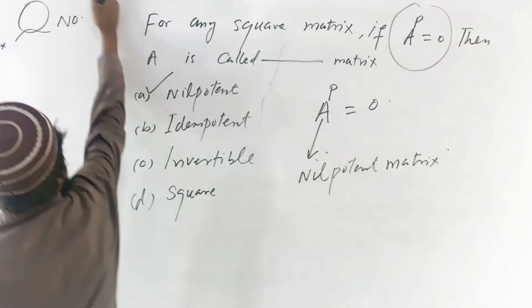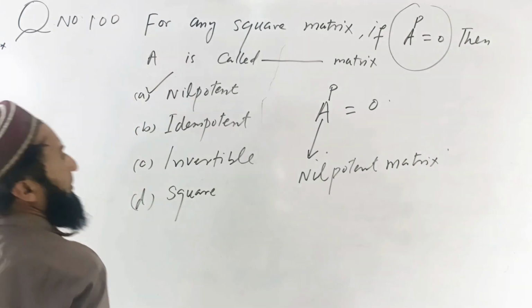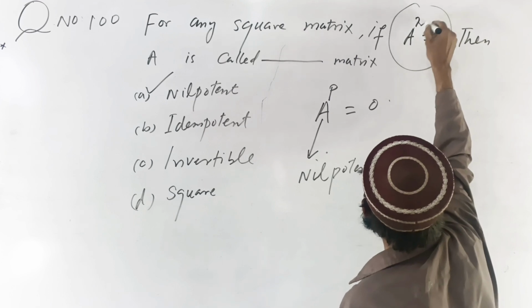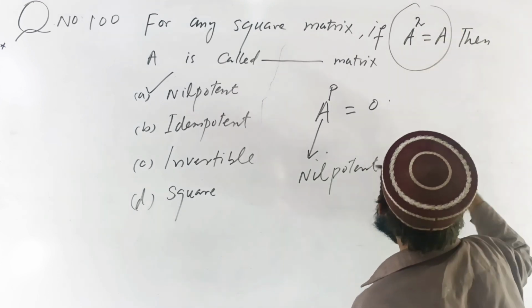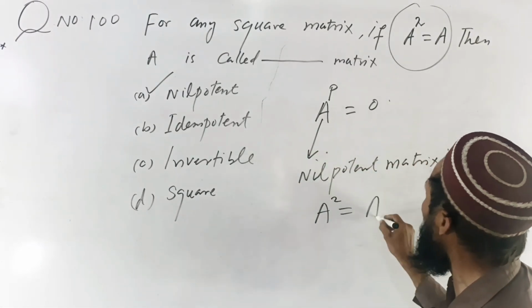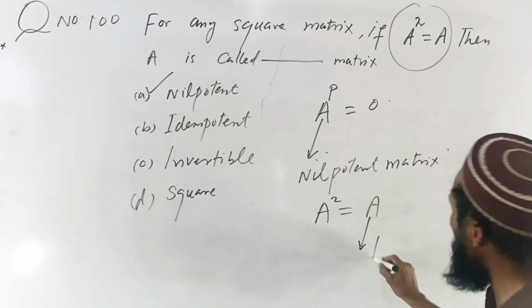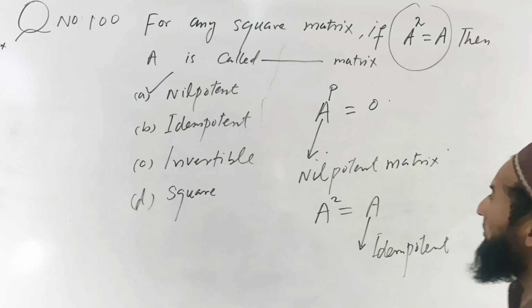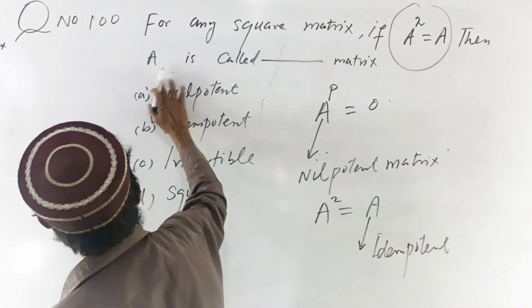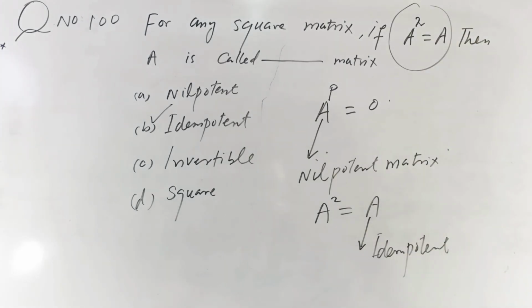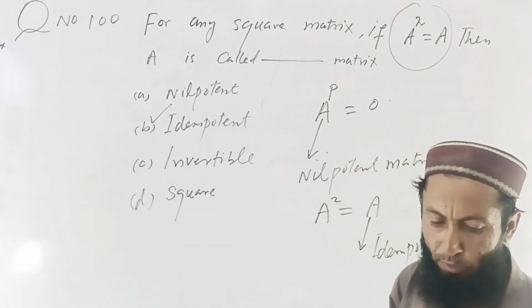So if you change the question, question number 100, so that will be A square is equal to A. In this situation, when A square is equal to A, then A is called an idempotent matrix. So the correct answer will be 100, in case of A square is equal to A. This is the definition of an idempotent matrix.